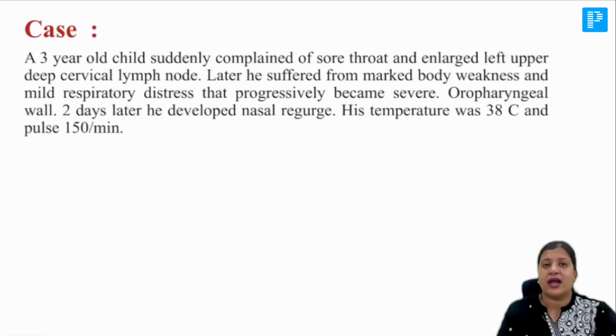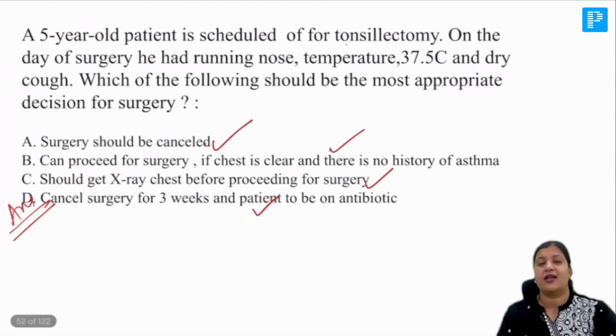A 3-year-old child suddenly developed sore throat and enlarged upper deep nodes. Later, the child developed marked body weakness and respiratory distress that became progressively severe. Oropharyngeal symptoms became severe. 2 days later, the patient developed nasal regurgitation. I think this question is incomplete. I haven't typed it, so let's give it a skip at the moment.